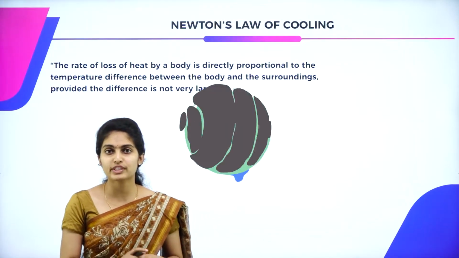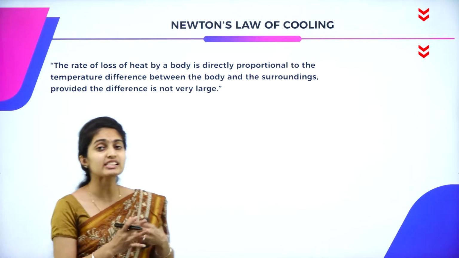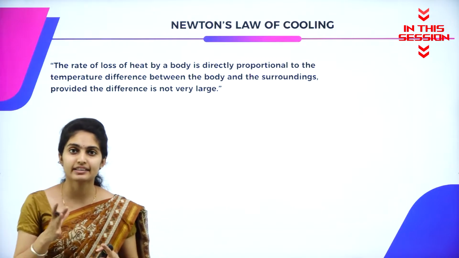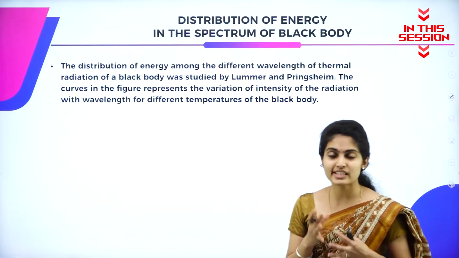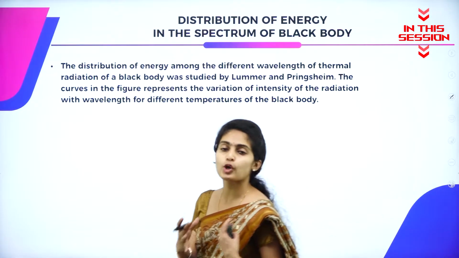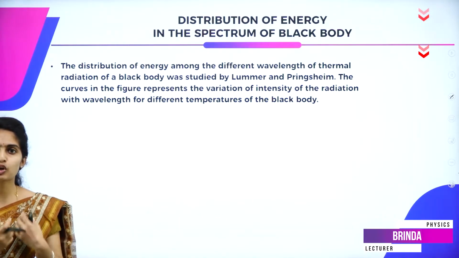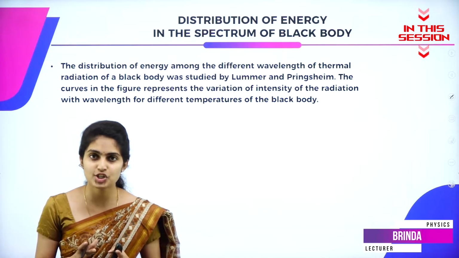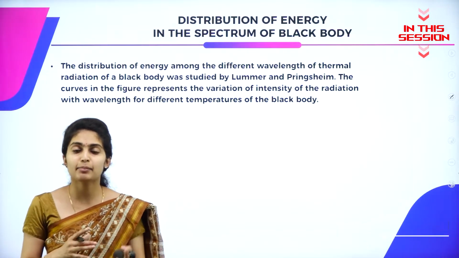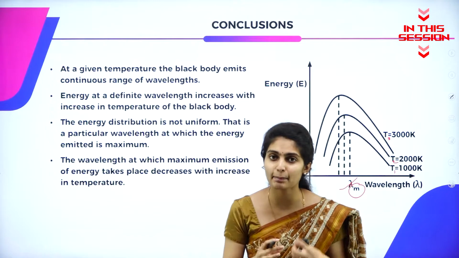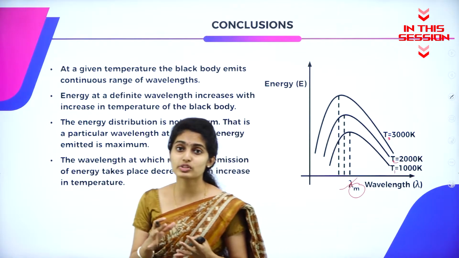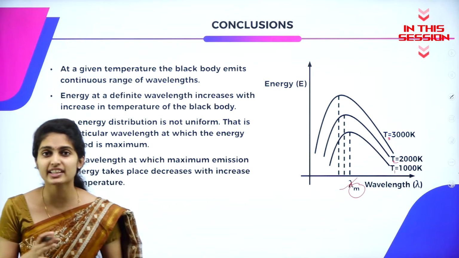The temperature difference between the body as well as the surroundings. This is measured by using a calorimeter. The black body means the one which absorbs all radiations. So when this black body absorbs radiation, what are the conditions over here? That is, it doesn't emit at a particular wavelength. What happens to the energy? Energy is also said to be maximum if the wavelength is maximum.